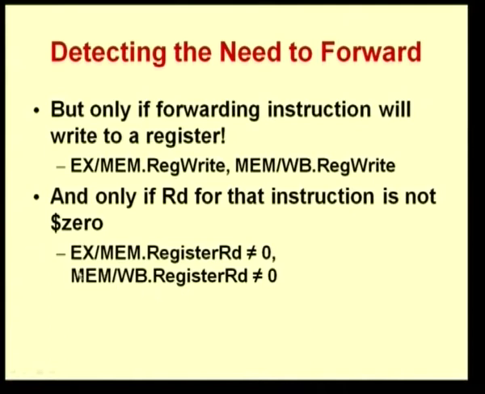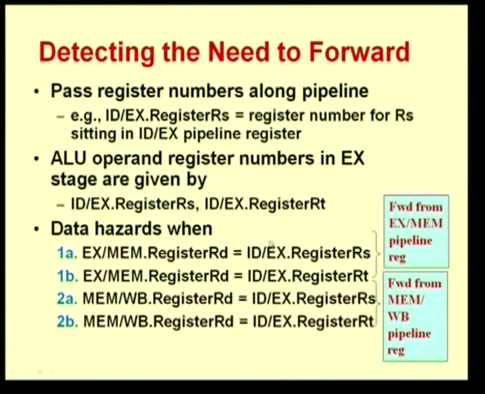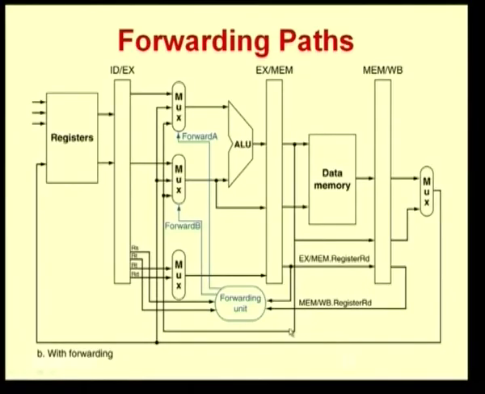So, we also will check whether ex/mem.register rd is not equal to 0. This condition and this condition that we are checking over here, we can determine how the forwarding logic has to be designed. So, forwarding logic design, you will see, essentially is basically all these comparisons put together. Okay. So, this is what we do. So, let us look at what the forwarding path will be like.